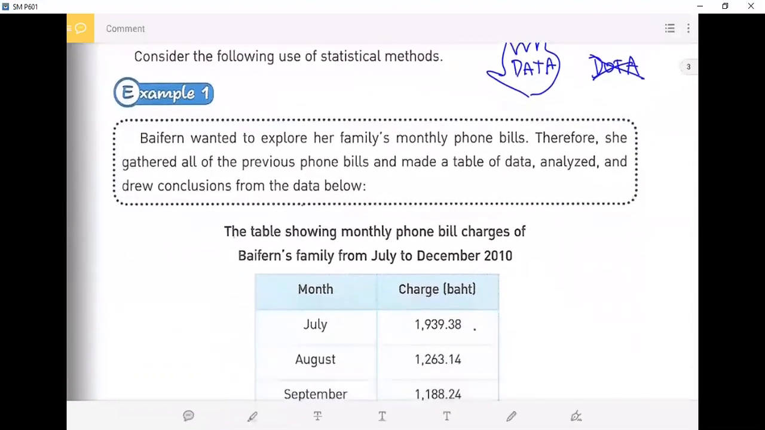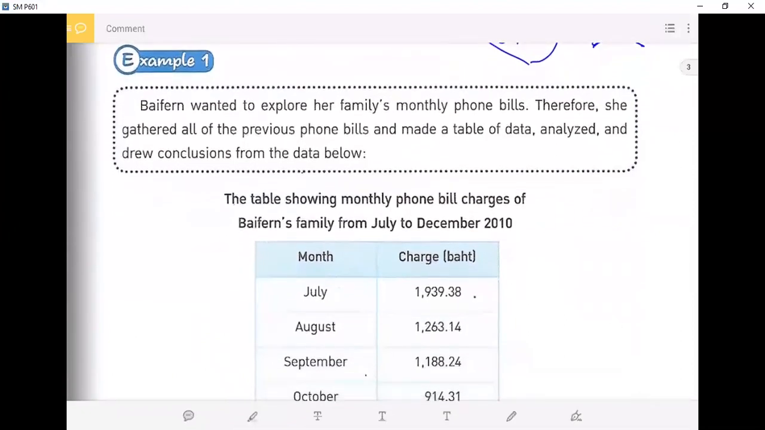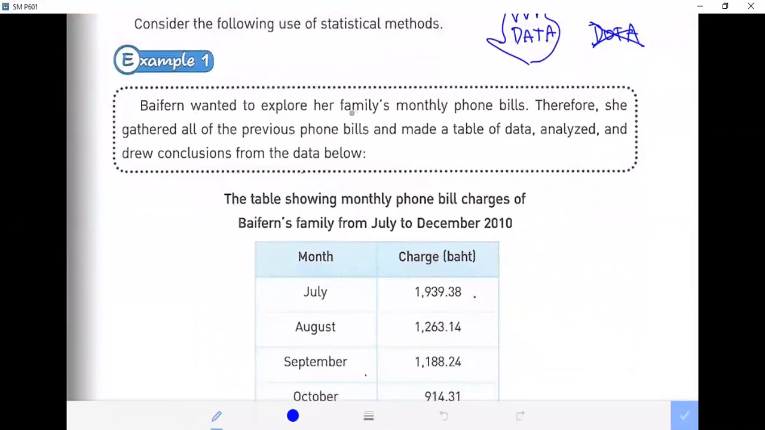So let's see. This one, Example number 1. By Fern wanted to explore her family's monthly phone bills. Therefore, she gathered all of the previous phone bills and made a table of data. Okay, you know a table, right? The table looks like that. It has many boxes, columns and rows. Yeah, and then she analyzed and then concluded there. Okay, it has the title here.